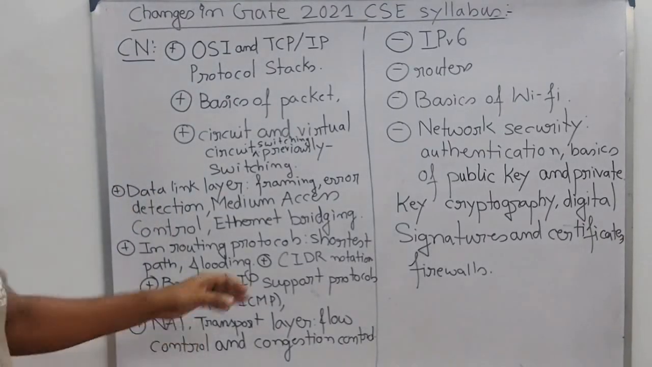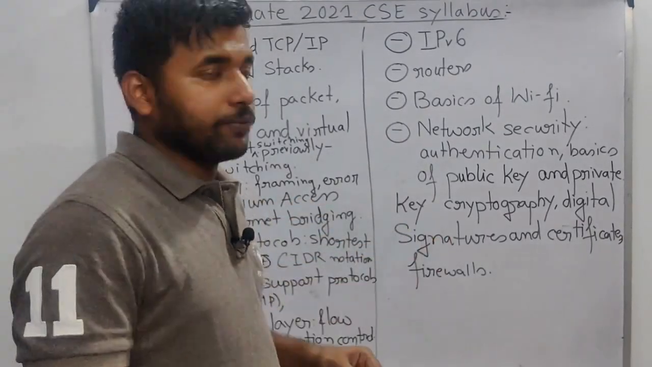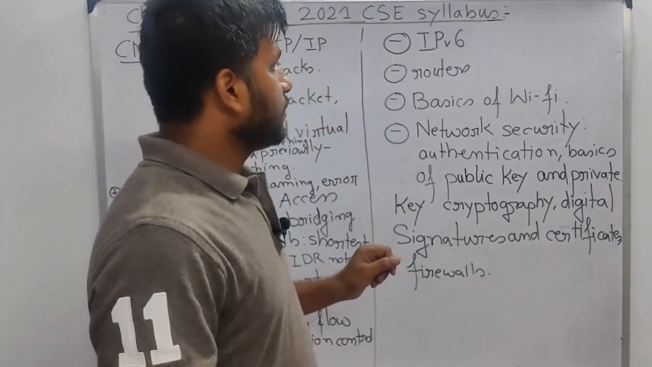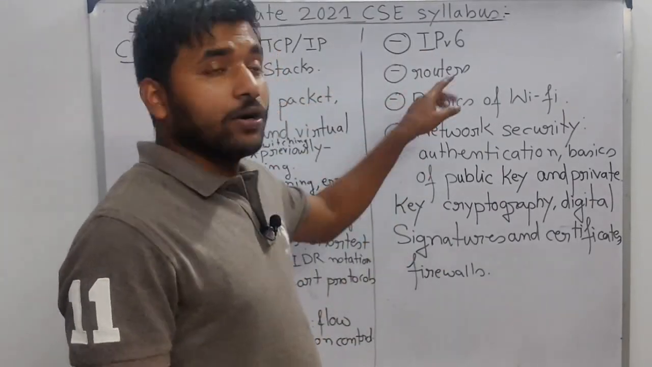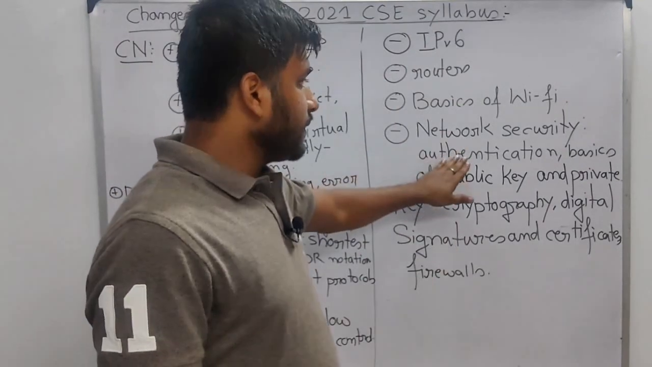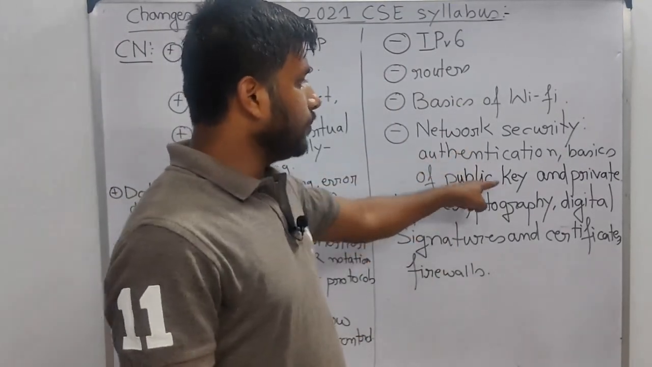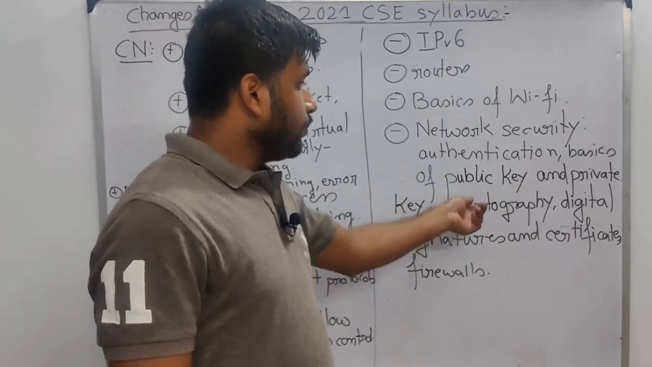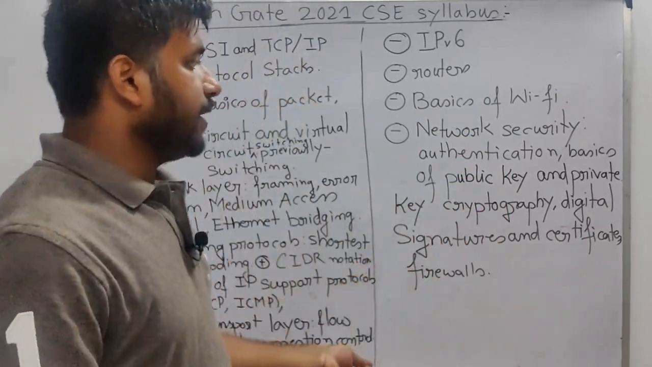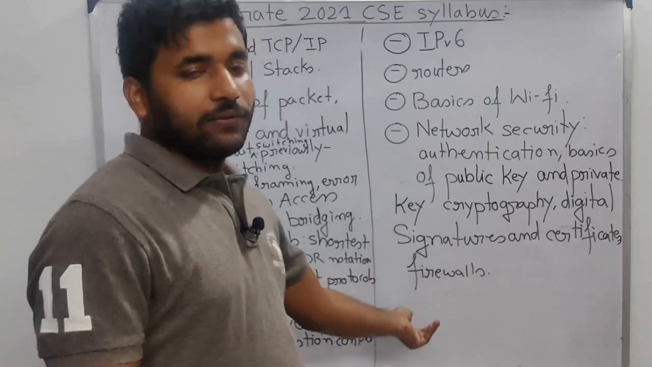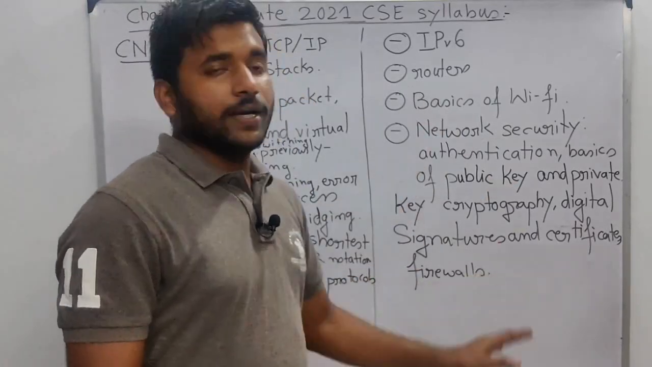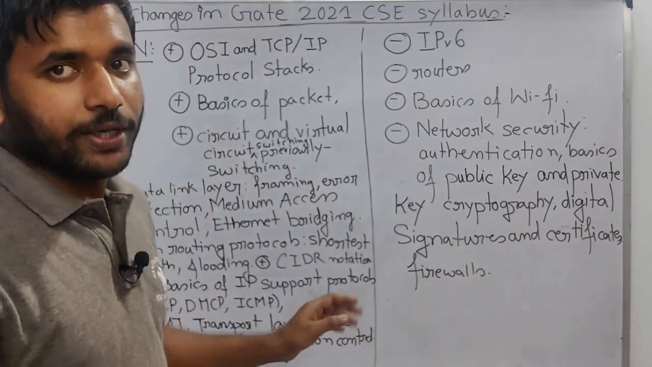Now see the topics that are removed from computer networks. IPv6 is removed, routers is removed, basics of Wi-Fi is removed. The whole of network security is removed: authentication, basics of public key and private key, cryptography, digital signature and certificates, firewall. All these topics are no more in computer networks.